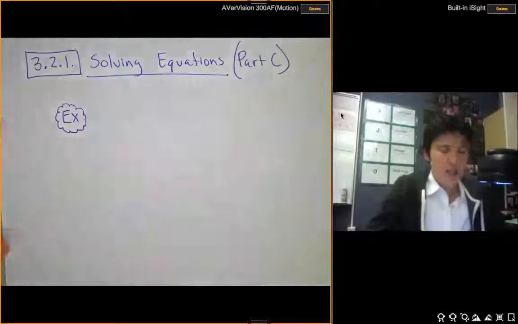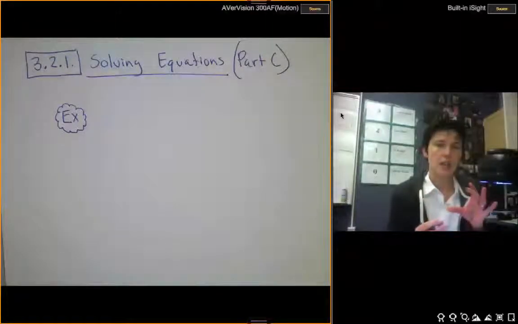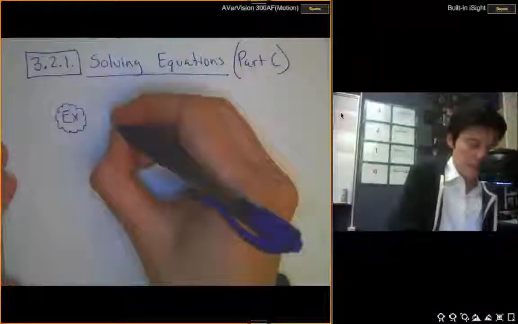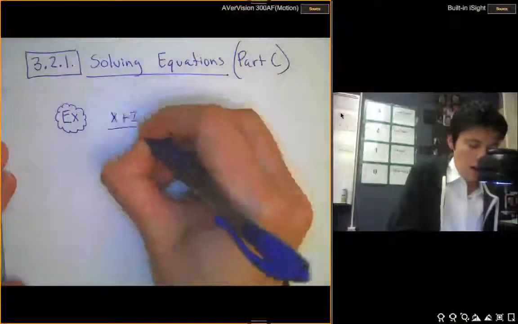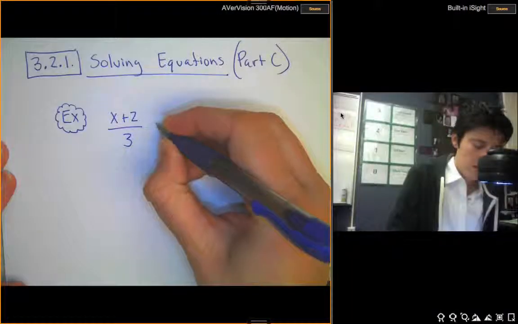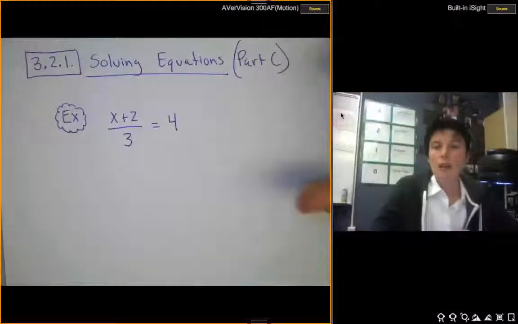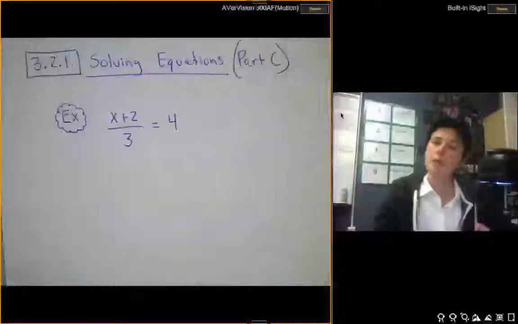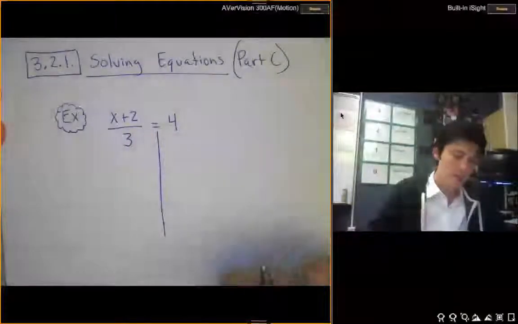The first one is what happens when you are dealing with a bigger fraction. We've been doing little fraction problems, but now let's imagine you get something like this: x plus 2 all over 3 equals 4. Okay, so this problem's a little bit different. We're going to put the line down the middle and solve for x, going through our steps.